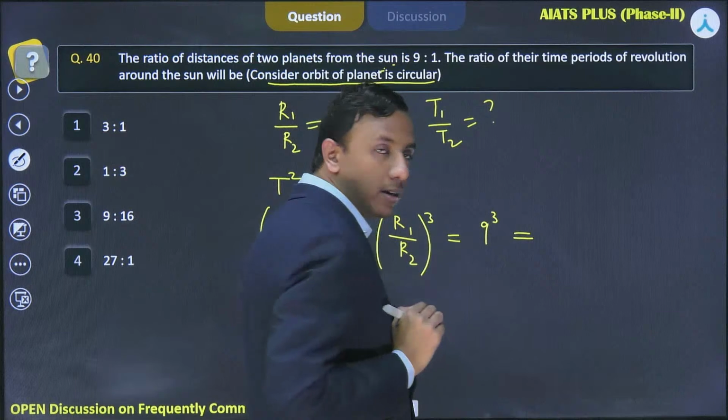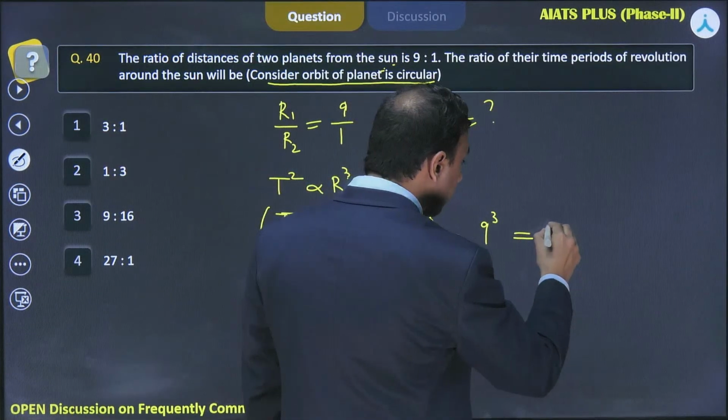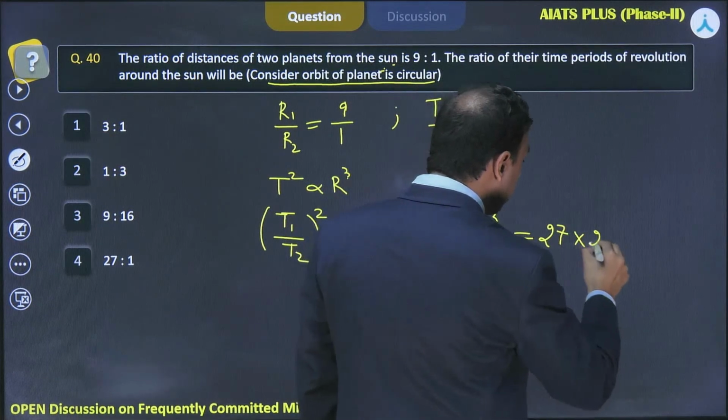And 729, you can write it as what exactly? You can write it as 27 into 27.